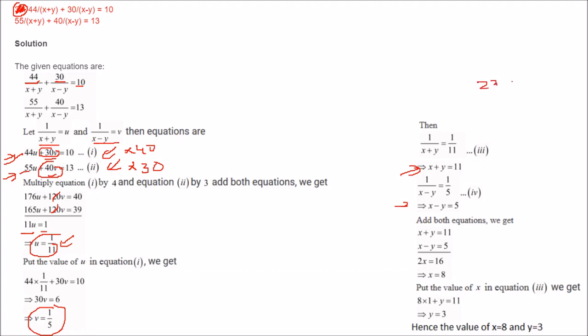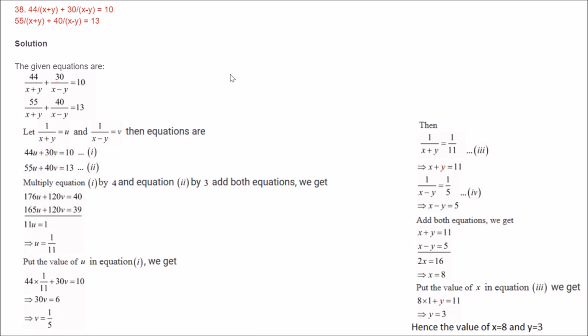Add them, you get 2x equal to, see, this gets cancelled. 2x will be equal to 11 plus 5, that is 16. So x will be equal to 8. Put it in any of the equations, you get y equal to 3. So x is 8, y is 3.